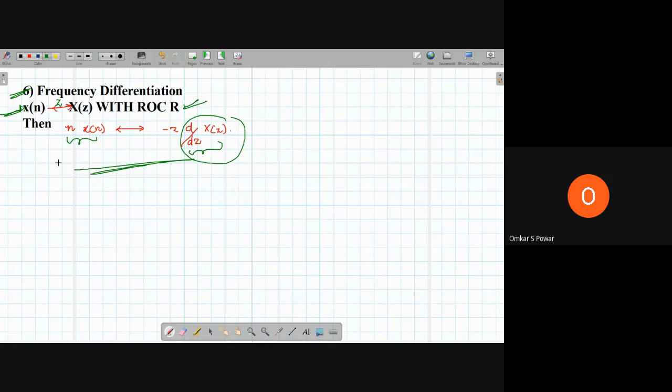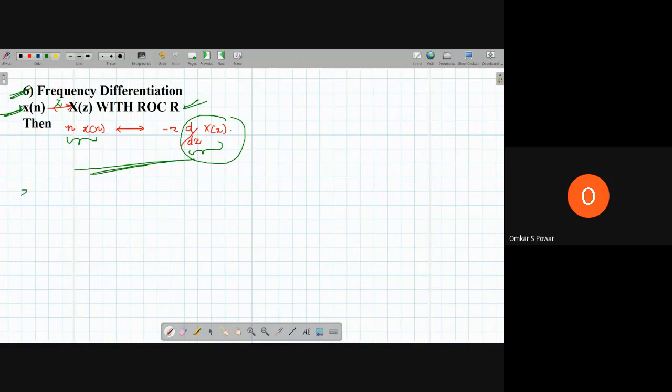And this poles, ROC, it is helpful while designing the control system, understanding the stability of the system. Okay, so please write it down once always. Okay, so let's derive this one.